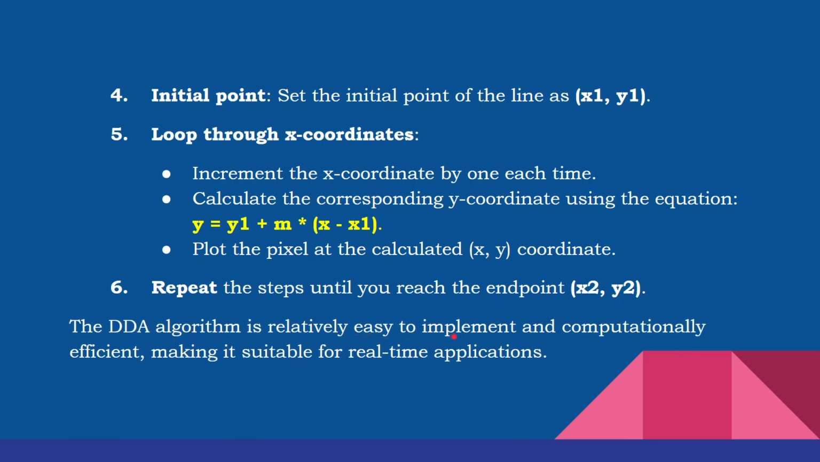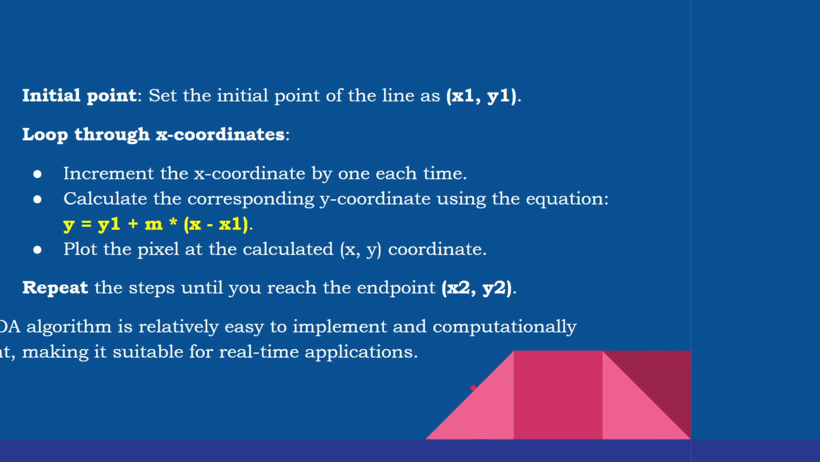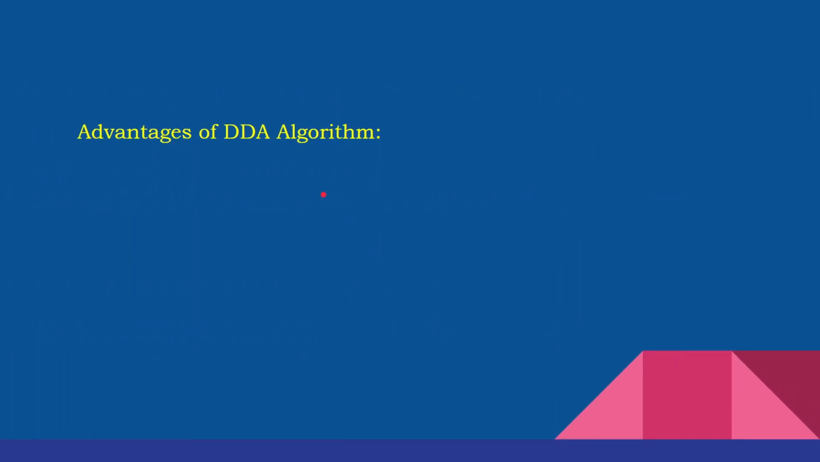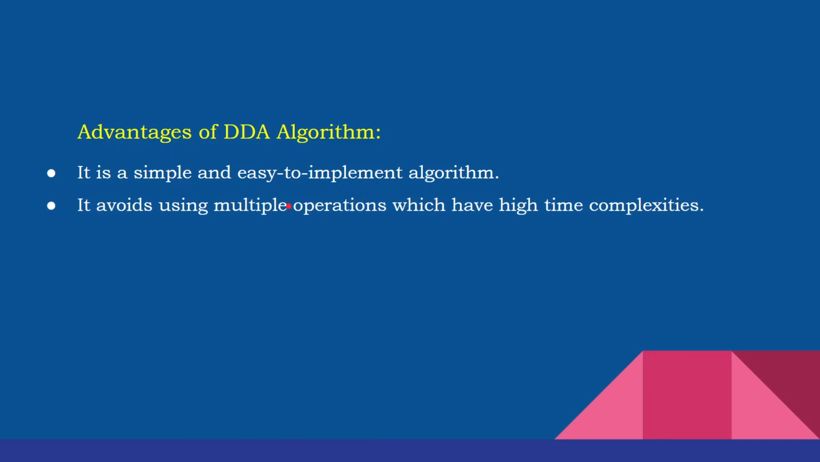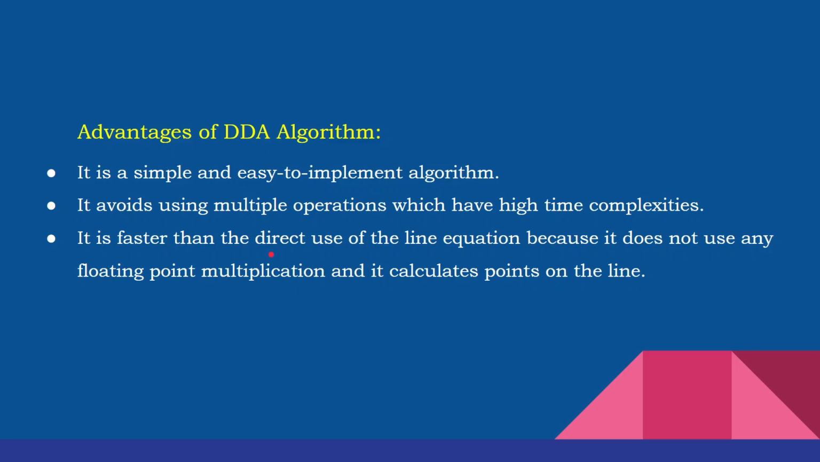It is very fast, it is easy to implement, and it is also suitable for real-time applications. Let us see the advantages and disadvantages of the algorithm. Advantages: it is a simple and easy to implement algorithm. And the second advantage is it avoids multiple operations. It has only addition operations, and they don't have much high complexity. And it is faster than the direct use of the line equation because it does not use any floating point multiplication, and it calculates the points on the line. So while we calculate the line, the points are only on the line.